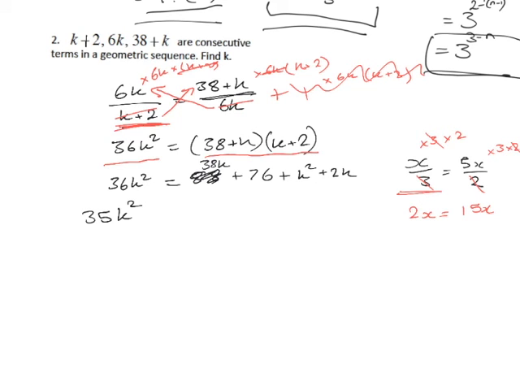What else do I have? Minus 40k. Minus 40k. Minus 76. Good. Now, girls, I might just ask you, think about the discriminant. I'm just going to put this on the side, because for me to check if there's a solution, I need to think about the discriminant. Do you remember that in quadratics?